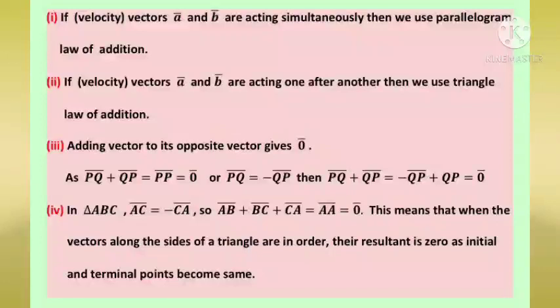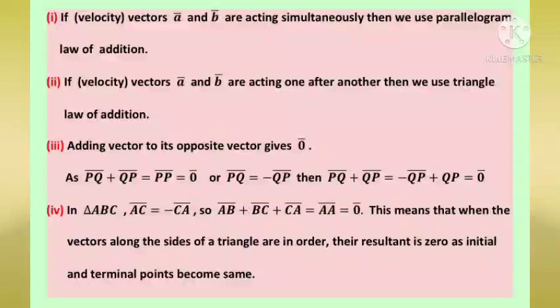Now here if you see the first two notes, what they want to tell you is when to use the triangle law of addition and when to use the parallelogram law of addition. If you have two vectors a bar and b bar acting simultaneously, then you will use the parallelogram law. And if the vectors a bar and b bar are acting one after another, that is a bar is acting and after that b bar is acting, then you will use the triangle law of addition. Clear? Simultaneously acting vectors, use the parallelogram law; vectors acting one after the other, use the triangle law.